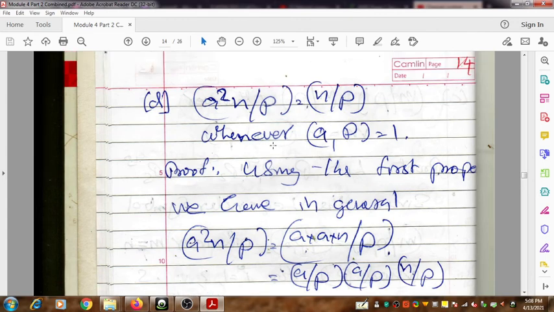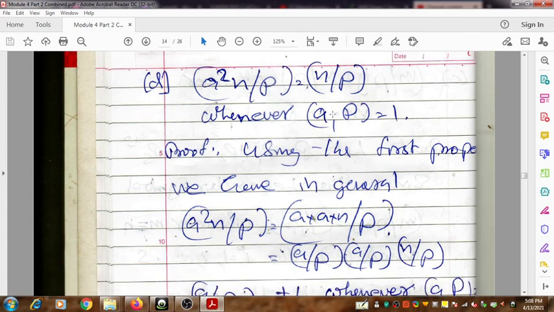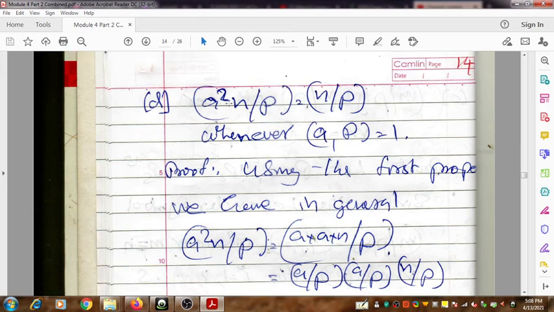Therefore we have to use the condition that the GCD of a and p is not greater than 1. That means in order for this statement to be true, what is required is the condition that the GCD of a and p must be equal to 1. That is essential. The GCD of a and p must be equal to 1. If it is greater than 1, then this equation may not be true.